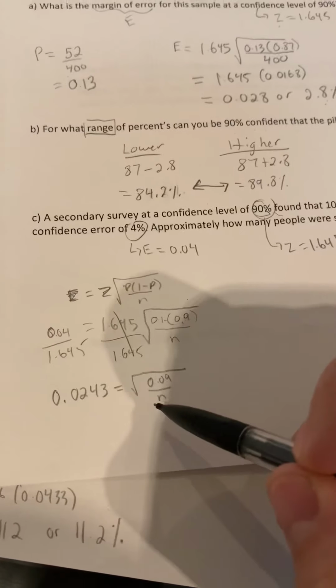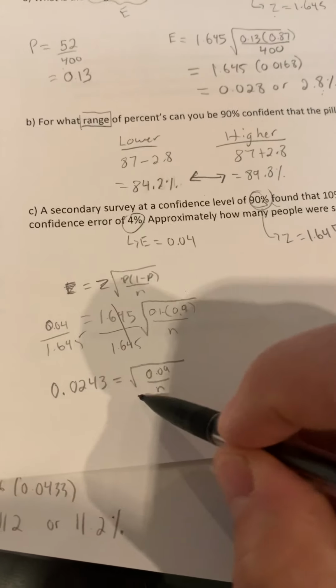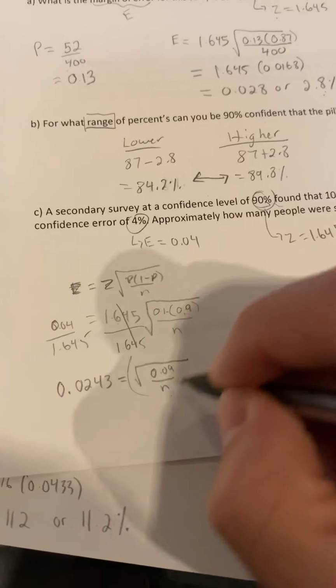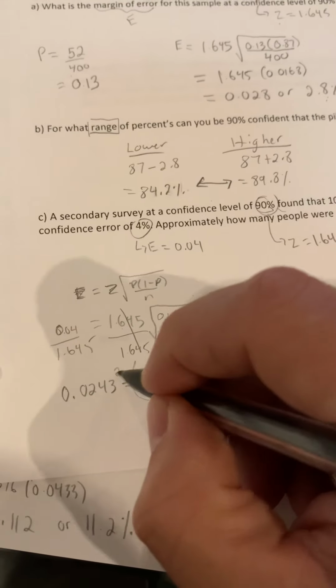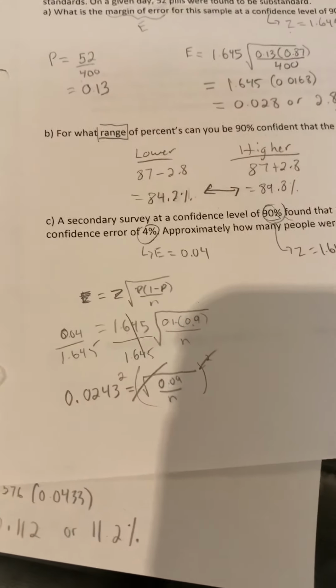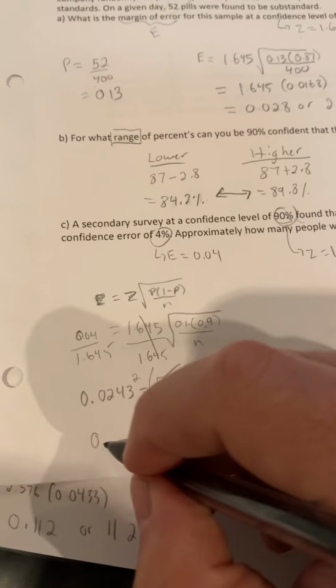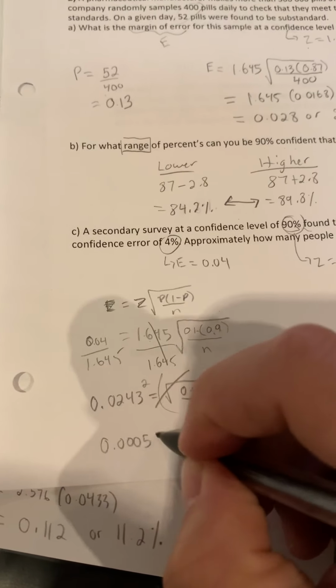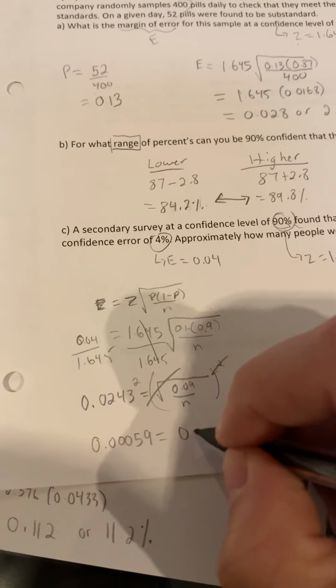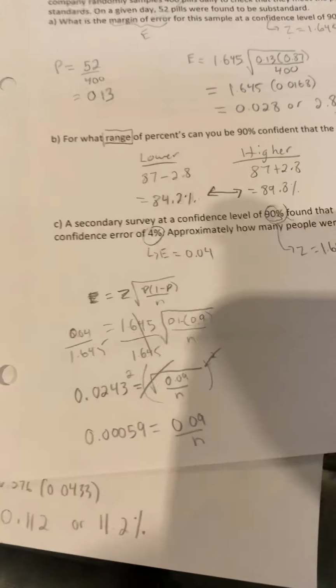Okay, so now we still need to isolate for N. So we have a square root, so we're going to square both sides to cancel out our square root. So we get 0.00059 equals 0.09 over N.